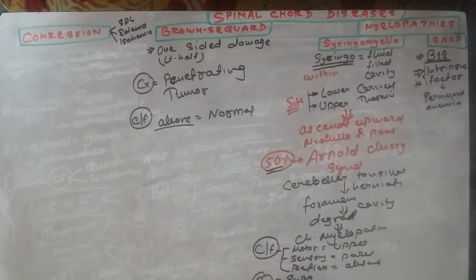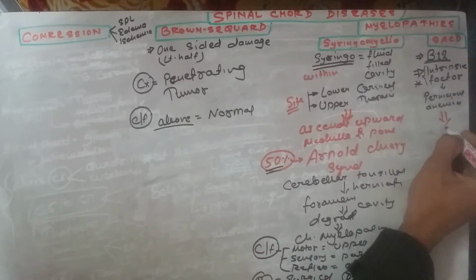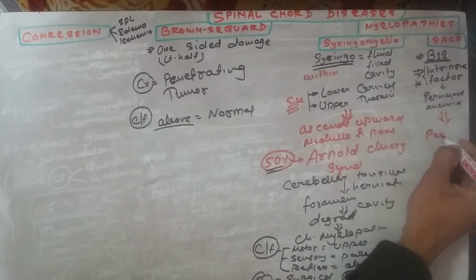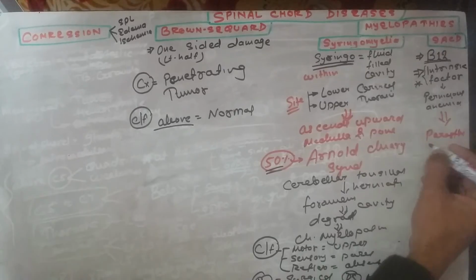Posterior decompression of the Arnold-Chiari malformation and a thecoperitoneal shunt may be needed to drain the cavity. Means the treatment is usually surgical and the diagnosis is via MRI. And as we saw, subacute combined degeneration is usually due to vitamin B12 deficiency or pernicious anemia, and they present with sensory loss. Means there is paraesthesia of the hands and feet, and vibration and position sensation is also lost.